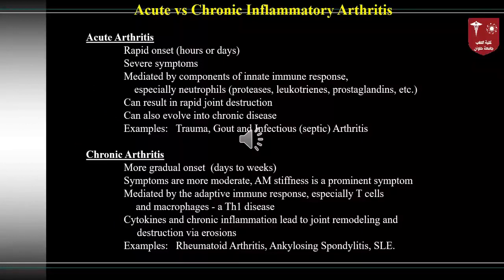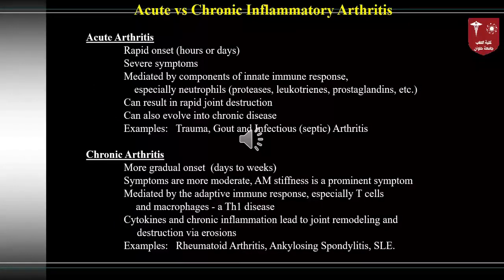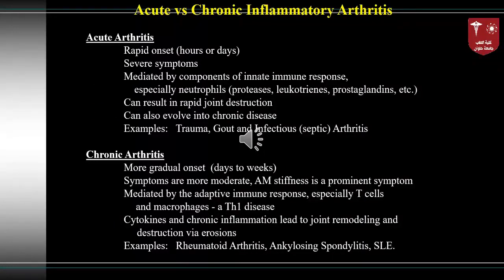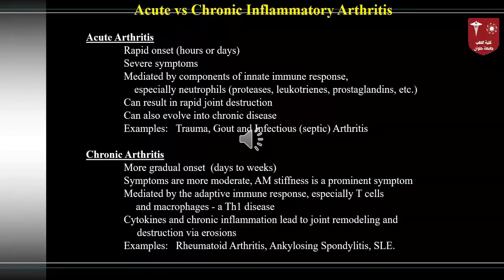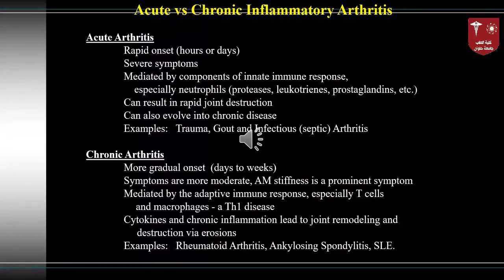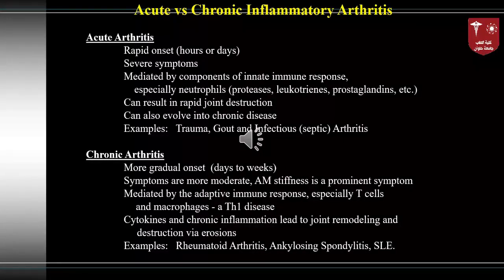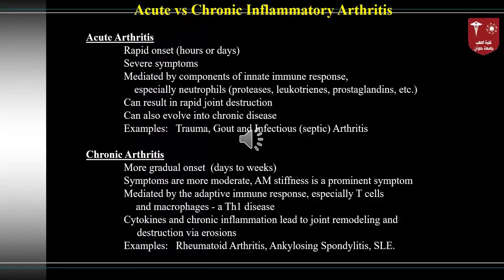In this slide, we show some of the acute versus chronic inflammatory arthritis. Actually, I would like to stress 2 points. First, acute arthritis can be seen in trauma, in gouty arthritis, and in septic arthritis, and usually it is monoarthritis. So the most common differential diagnosis for acute monoarthritis is trauma, gout, and infection.